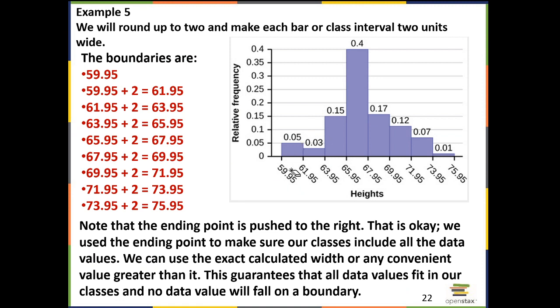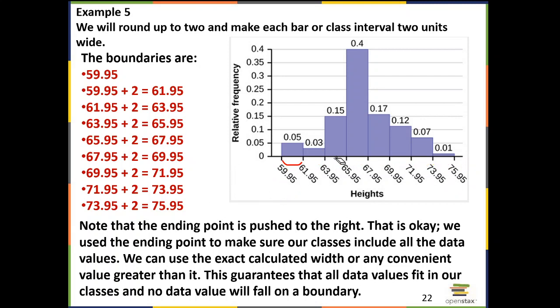So here you go. We start with 59.95 and add 2, add 2, add 2, add 2, and so forth. We end up with 75.95. Remember, that's bigger than the biggest number we had, because we rounded up; we made 1.76 into 2. So that's why. Okay, now we have the boundaries.